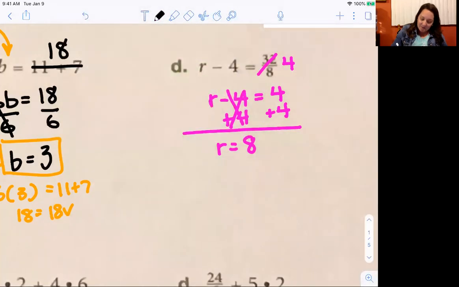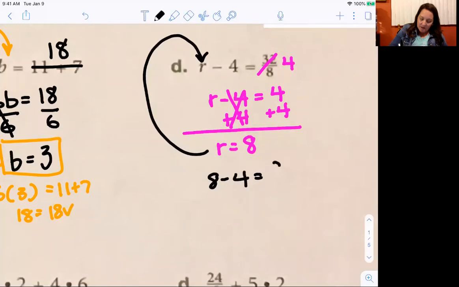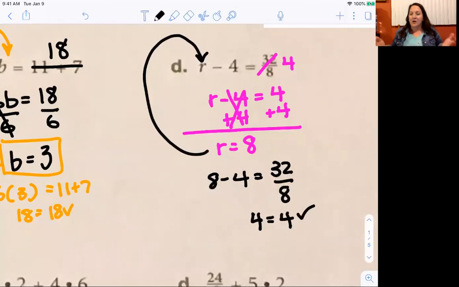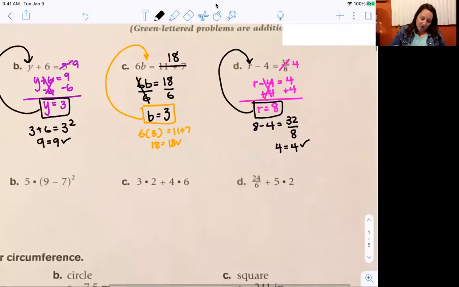Let's check. We're going to plug this in. 8 minus 4 equals 32 over 8. 8 minus 4 is 4. 32 over 8 is 4, and we are good. R does equal 8. Okay, you know what I'm going to say. Please pause. Do the next 4 together, or do the next 4 on your own.